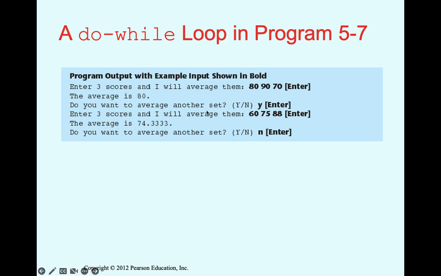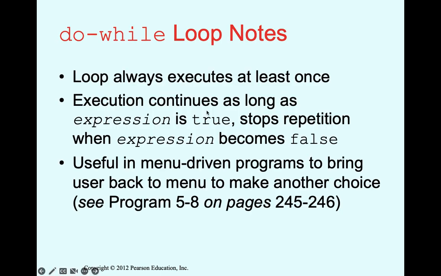So this is the output of the previous example. So do while loops always execute at least once. As we mentioned, the body has to be executed at least once, even if the condition is false. The execution continues as long as the expression is true, and the repetition stops when the expression becomes false, same as while. This is usually useful in menu-driven programs. Sometimes it's helpful to use do while.